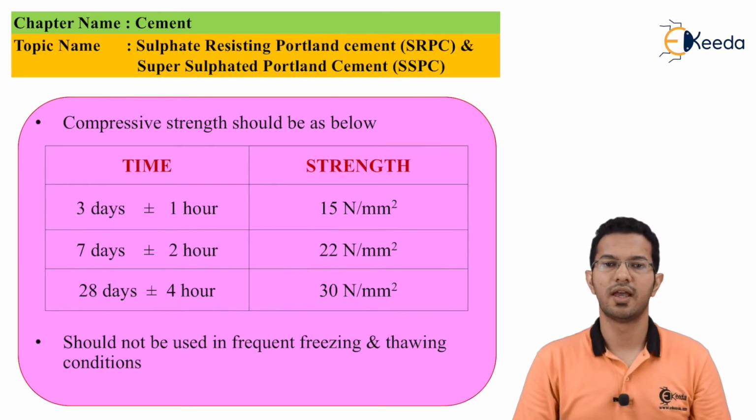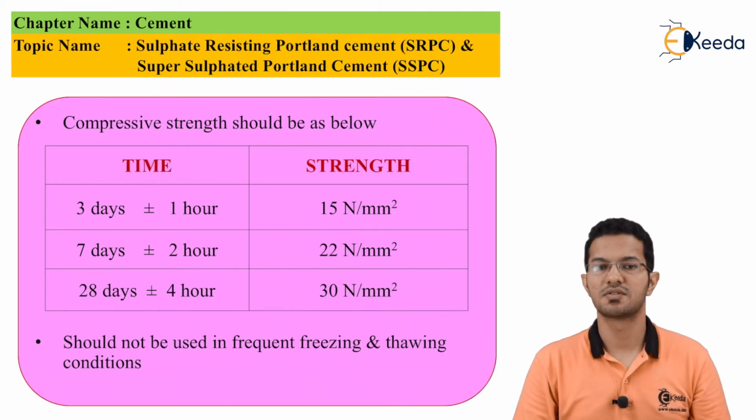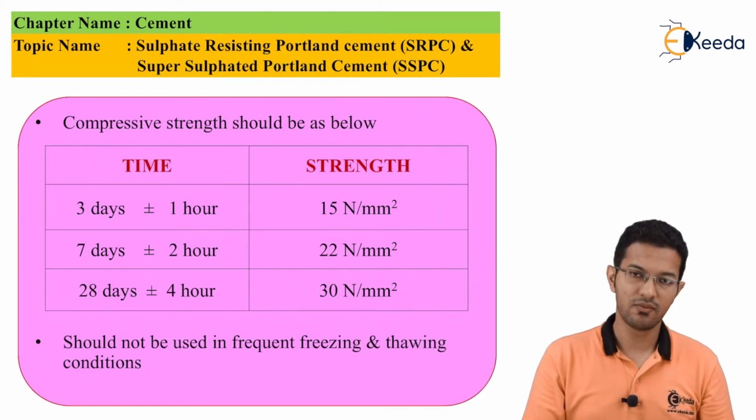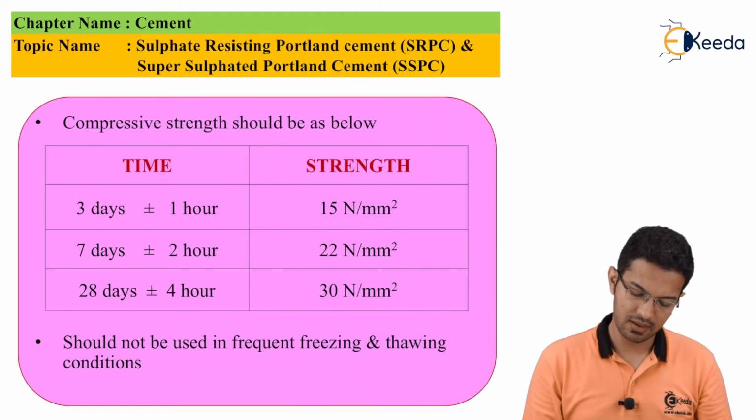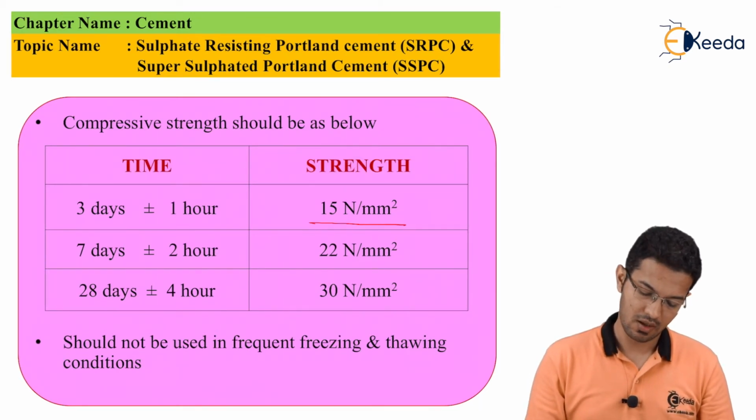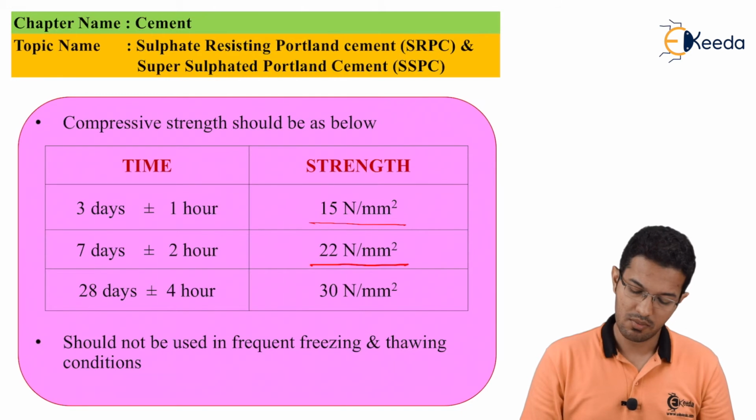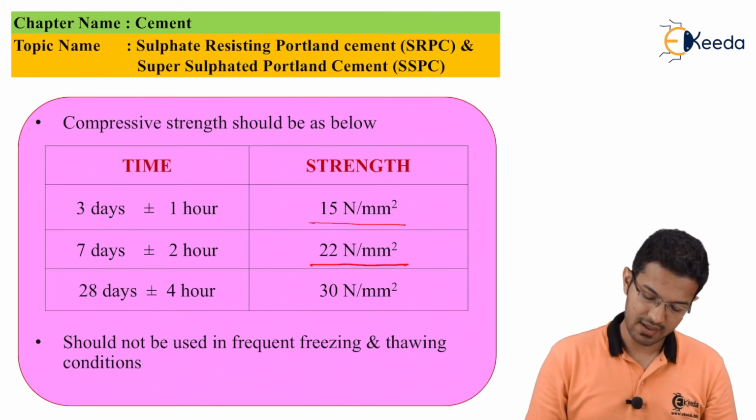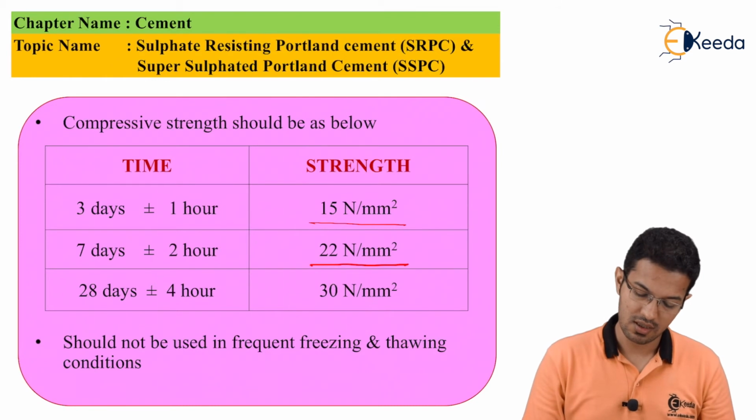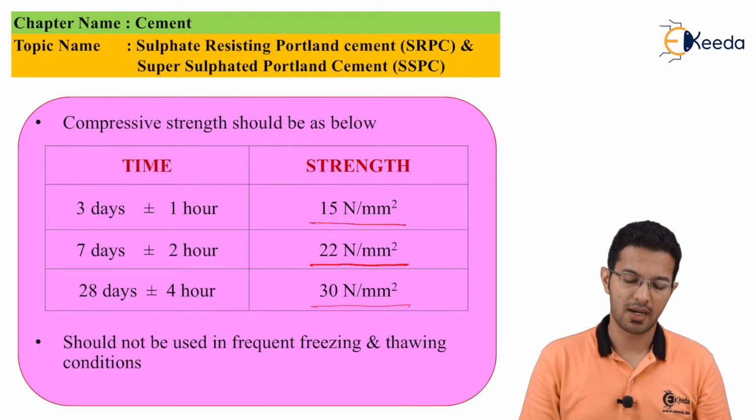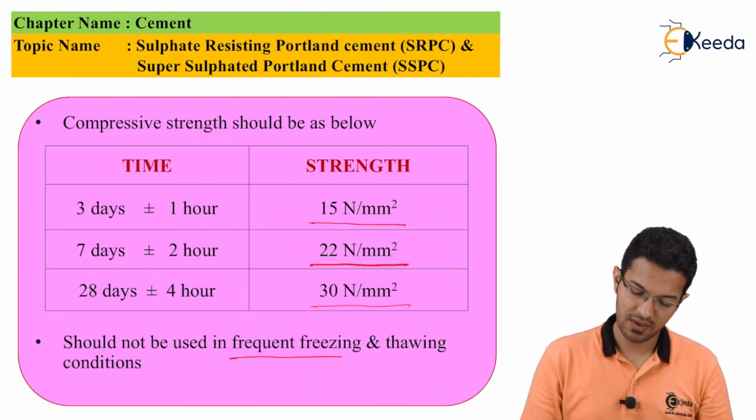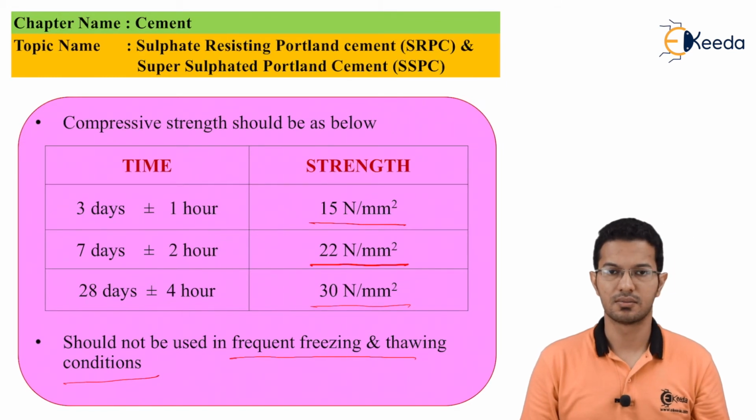As we discussed the rate of gain of strength, we will now discuss the compressive strength. The compressive strength should be as below. For 3 days with a tolerance of 1 hour, the strength is 15 Newton per millimeter square. For 7 days with a tolerance of plus or minus 2 hours, the strength should be 22 Newton per millimeter square. For 28 days with a tolerance of plus or minus 4 hours, the strength has to be 30 Newton per millimeter square. Also, please keep in mind that it should not be used in frequent freezing and thawing conditions.